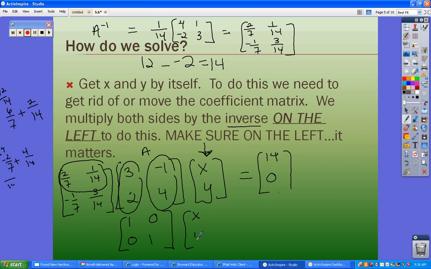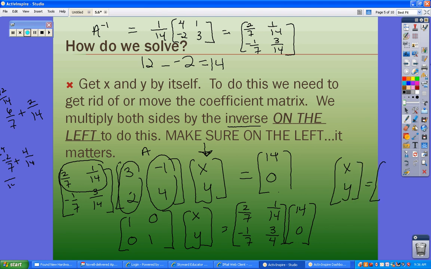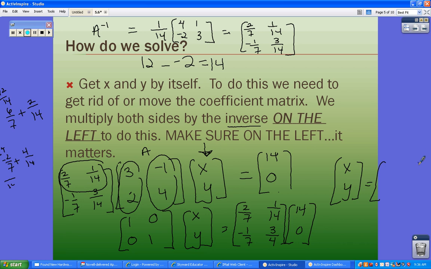Now I have x, y. Now I multiplied this side on the left by this inverse. So I need to multiply this side on the left by that inverse to keep things equal. I'm just going to go ahead and rewrite it. 2/7, 1/14, negative 1/7, and 3/14 times the 2 by 1 matrix, 14, 0. And this will just leave me with x, y. Kind of crammed for space.